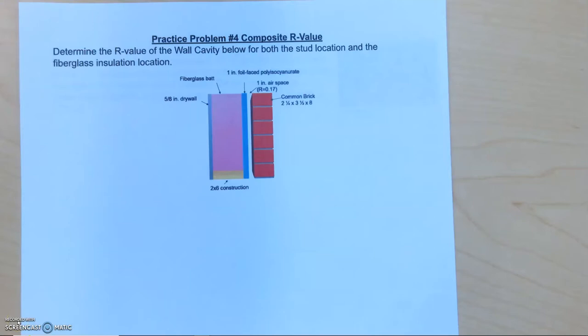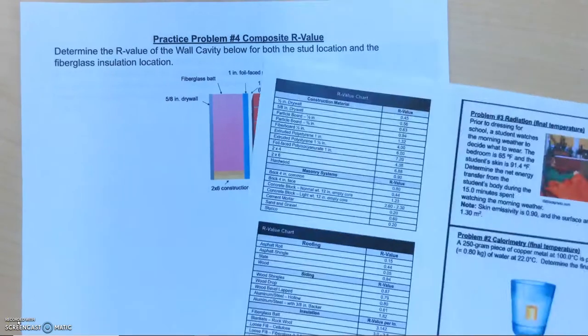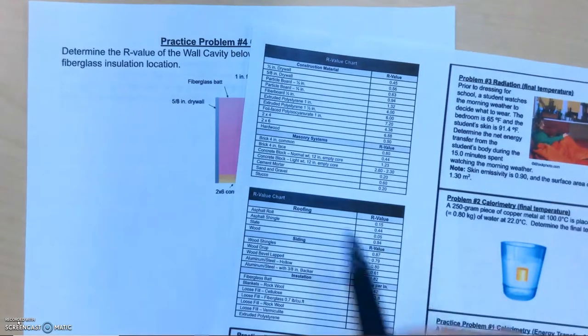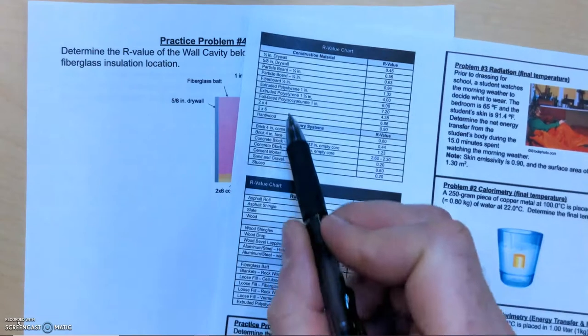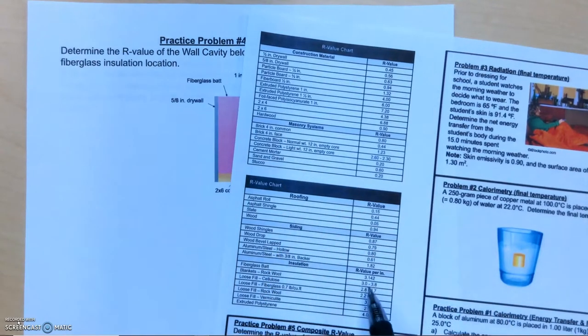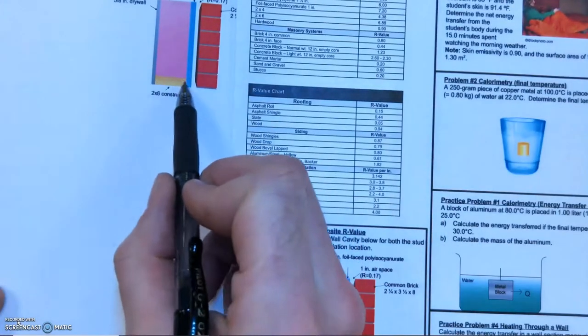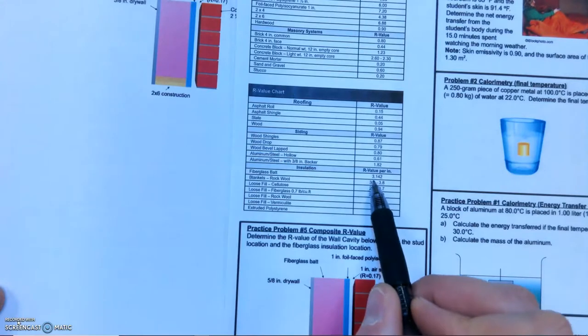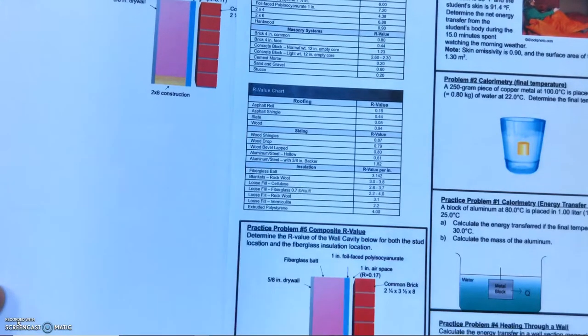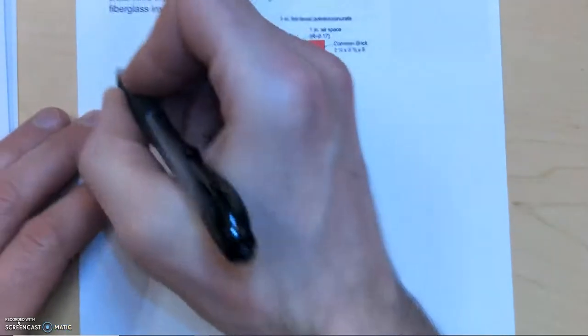All right, number 4. Determine the R value of the wall cavity. In order to get this, you're going to be using this chart. Okay, so you can look at fiberglass battens right here, and you come down here and you find fiberglass batten is 3.142 R value per inch. And if you look, this is 6 inches long. So you're going to have to multiply that 3.142 times 6. All right, so I'm just going to give you the numbers. We're going to do the wall cavity first.